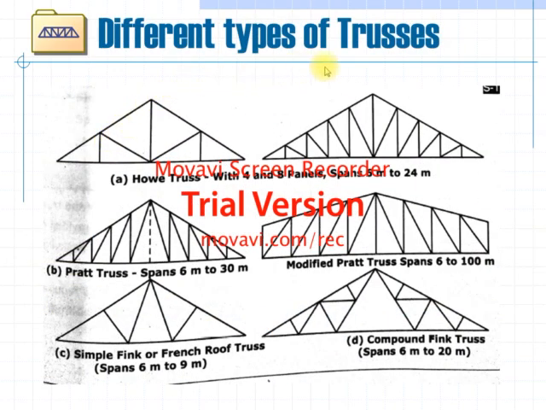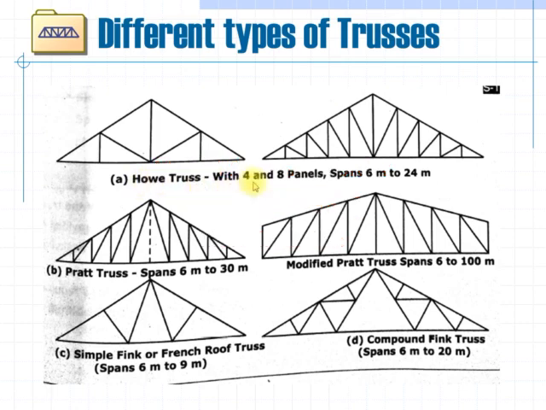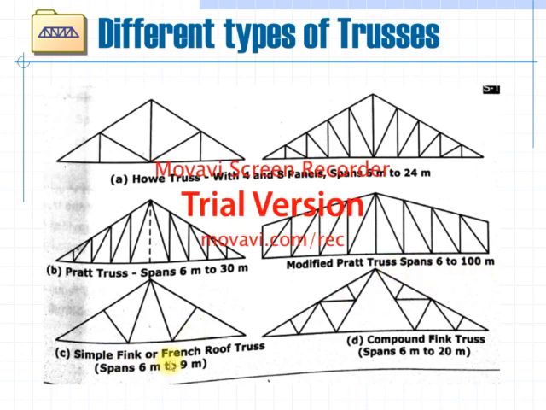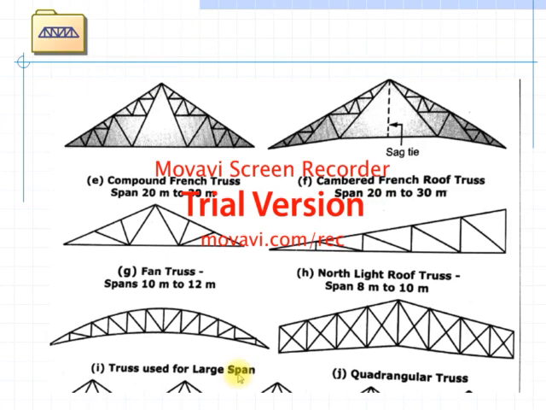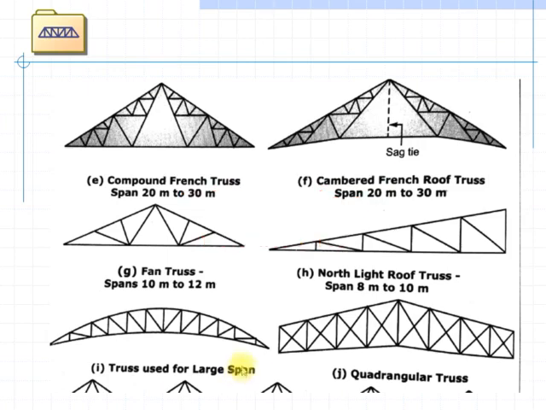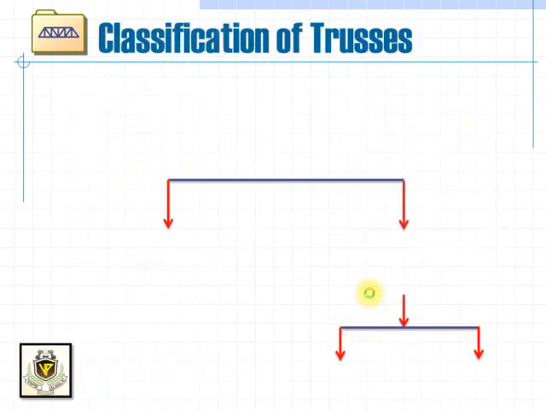Now, different types of trusses useful in construction: Howe truss with 4 and 8 panels, Pratt truss span 6 meter to 30 meter, the modified Pratt truss span 6 meter to 100 meter, simple Fink or French roof truss, the span is 6 meter to 9 meter. There are other types of trusses used in industrial structures, which are mostly preferable. North light roof trusses span 8 meter to 10 meter.